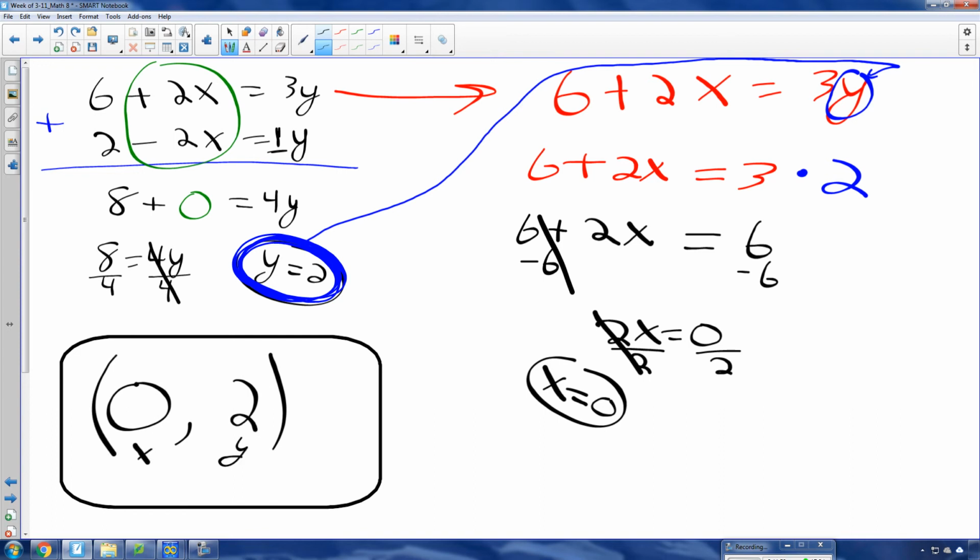So 6 plus 0 and then 3 times 2, right? I'm going to put 2 here. I'm just kind of sneaking these in. That's going to be correct. 6 equals 6.